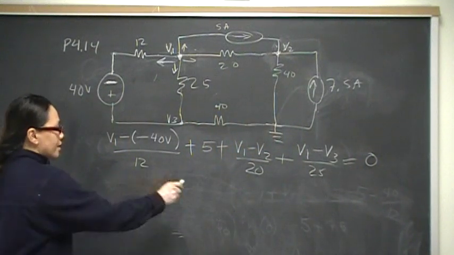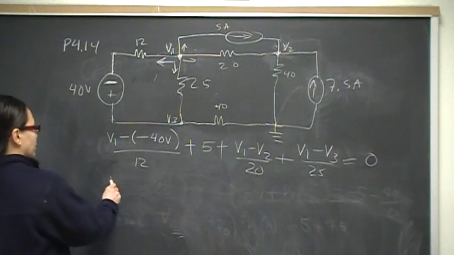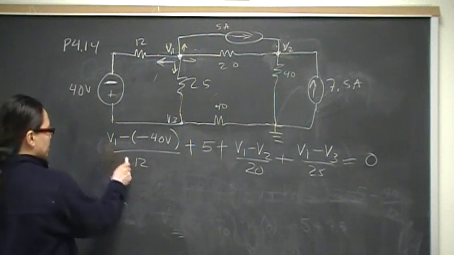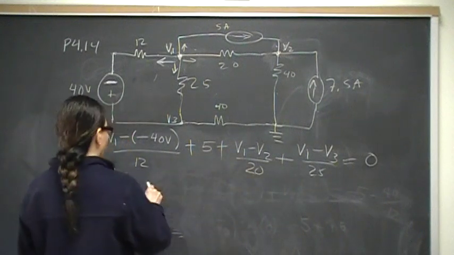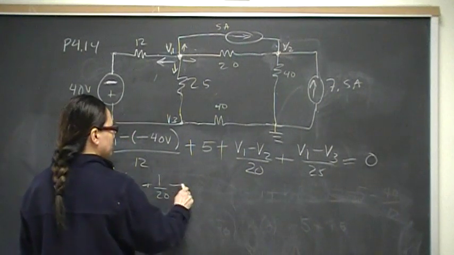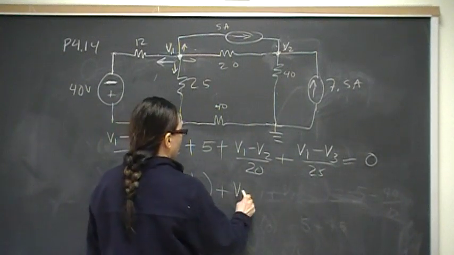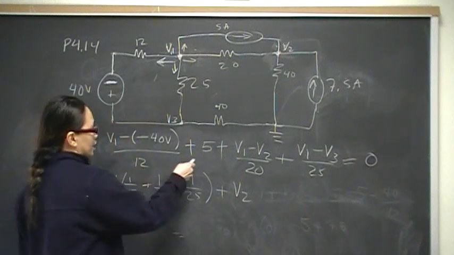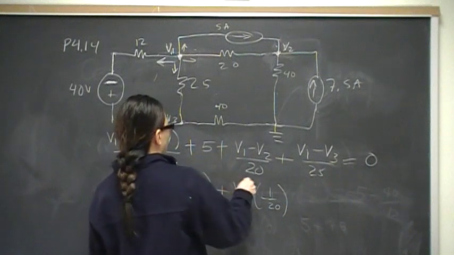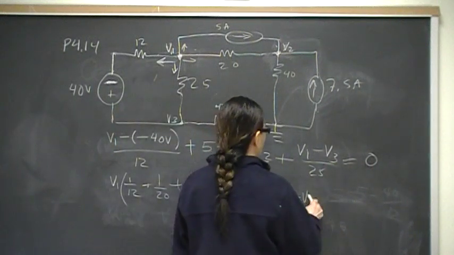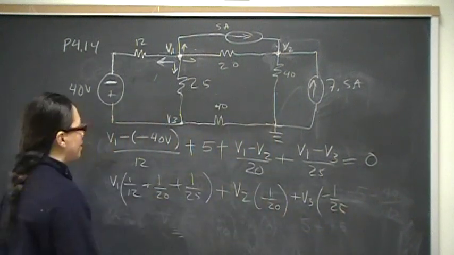So now we're going to rewrite this equation in a way that is going to make it easy to enter into our engineering calculator. Find all the coefficients of V1. We have 1 over 12, plus 1 over 20, plus 1 over 25. Now group all the V2 coefficients together: negative 1 over 20. And all the V3 coefficients together: negative 1 over 25, and that's all of it.